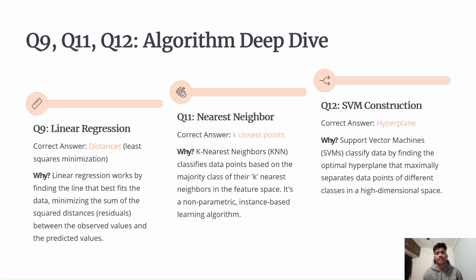Let's move on to our next slide. Question number 9, 11, and 12, based on algorithm insights. Question number 9, based on linear regression, the right answer was distances, meaning least squares. The algorithm tries to draw a line that minimizes the squared distance between actual and predicted values. Question number 11 was based on k nearest neighbor. The right answer was k closest points. KNN predicts based on what the nearest neighbors are doing. It's like asking the opinion of your closest friend.